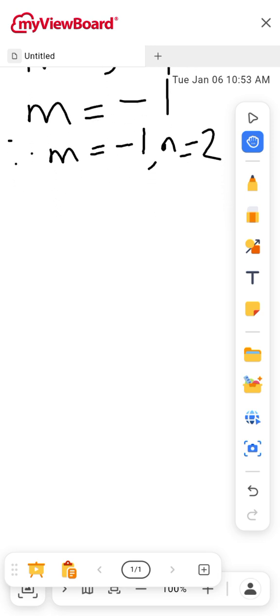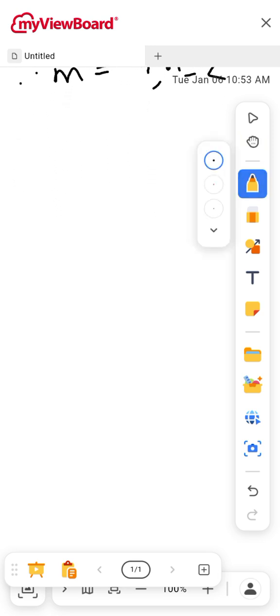Are we together? Okay. Let us see a second example. Let us see example 2.